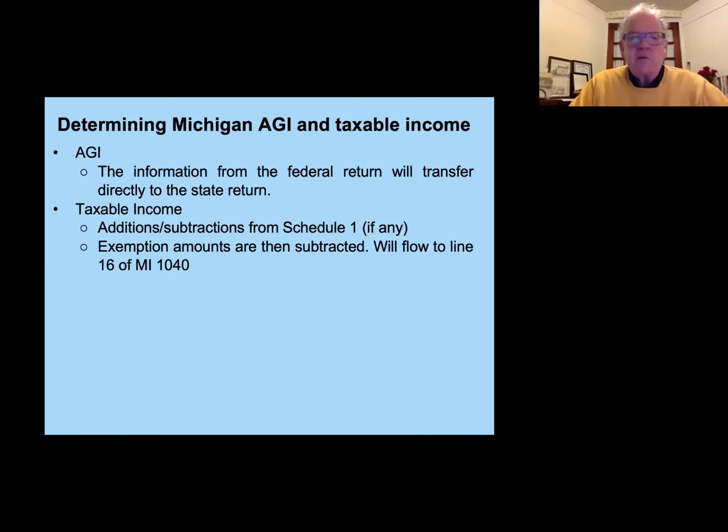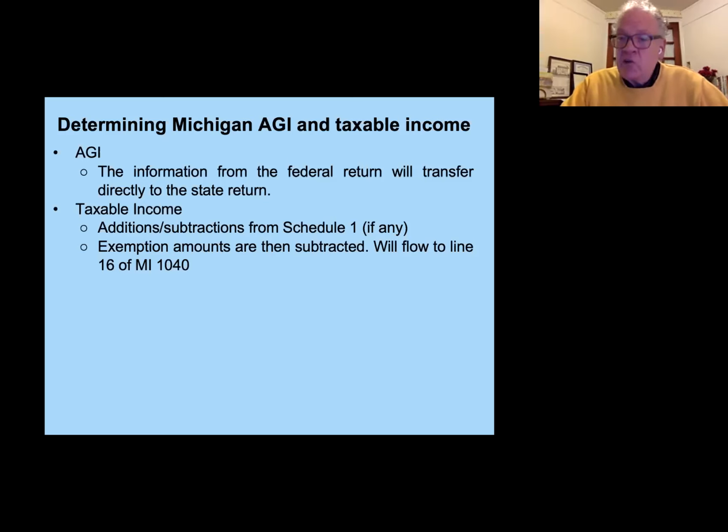AGI transfers over directly. I'll just make one point about AGI. So we know that this year with the CARES Act, you get to deduct $300 of charitable cash contributions on the federal return. That's also going to save money on the state return because it's going to reduce AGI.